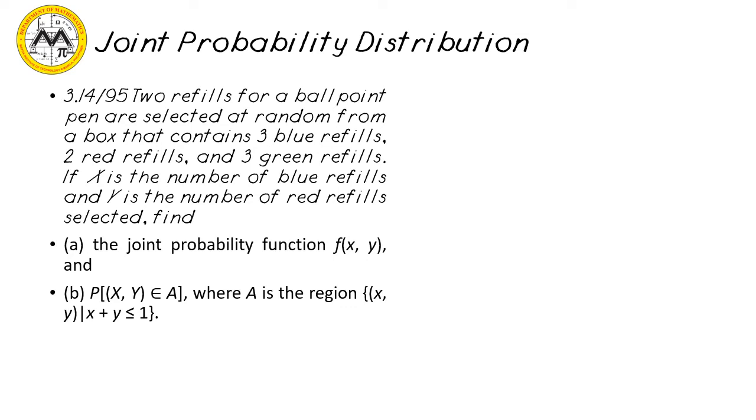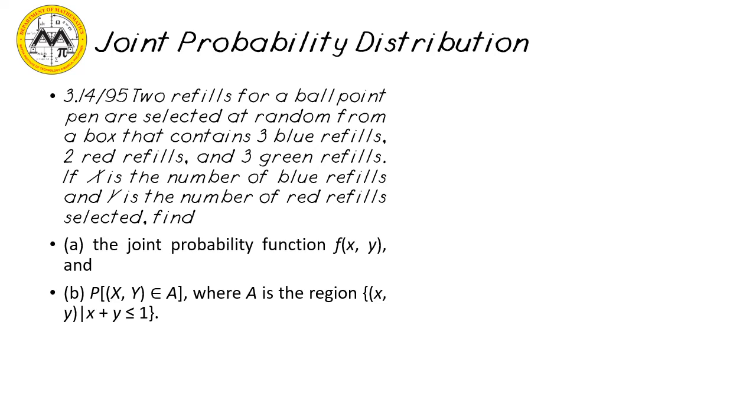Two refills for a ballpoint pen are selected at random from a box that contains 3 blue refills, 2 red refills, and 3 green refills. If x is the number of blue refills and y is the number of red refills selected, find the joint probability f of x y and find the region such that x plus y is less than or equal to 1.